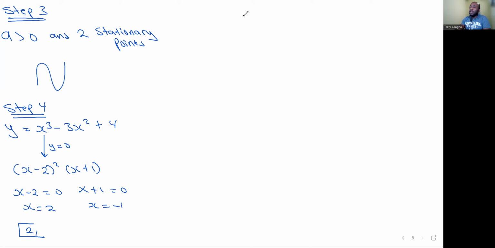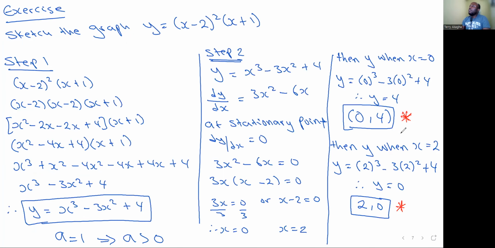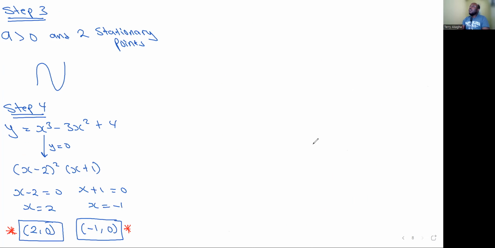Put it in brackets first. So x is 2 and y is 0. So this is the first one. Then we also have x is -1 and y is 0. Okay, so now at this stage, we found the two x-intercepts. And at this stage as well, we found the two stationary points.